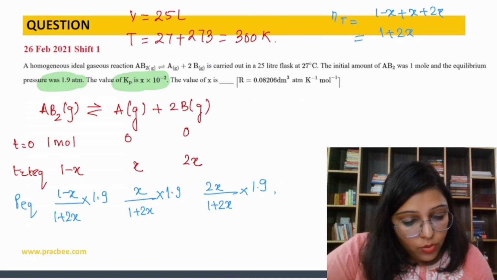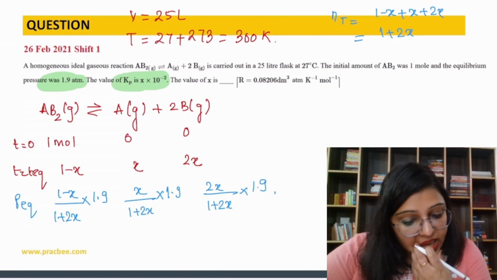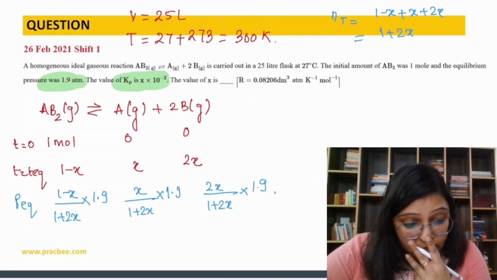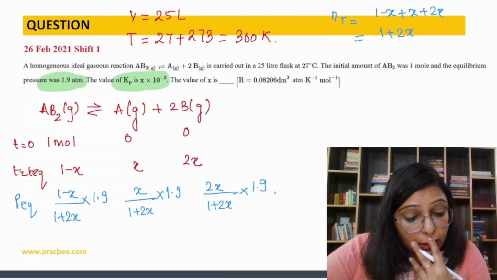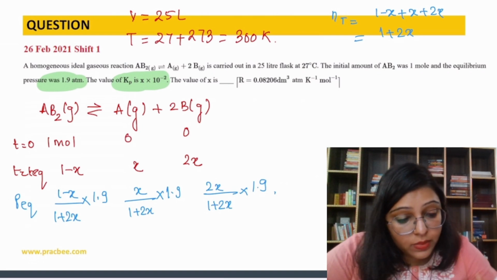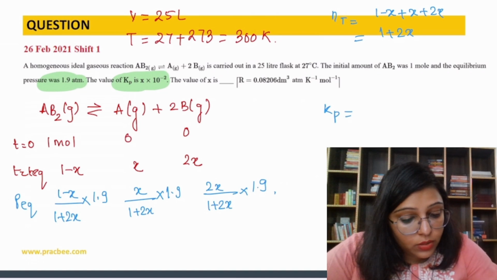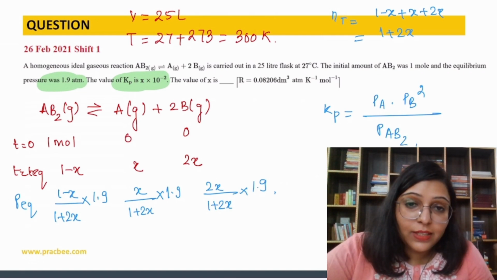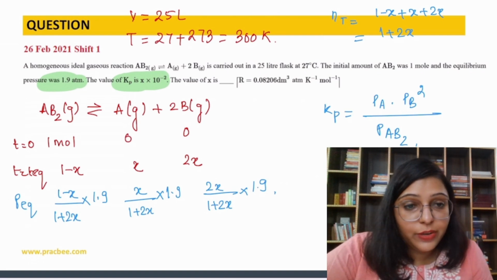Now how to solve this question? Let's do this. The volume is given, it is carried out in a 25 liter flask. The task is to find out total moles, otherwise we are going to have two variables, because Kp is the pressure of A, pressure of B to the power 2, over pressure of AB2. So in pressure terms we have x, and Kp we have to find out.